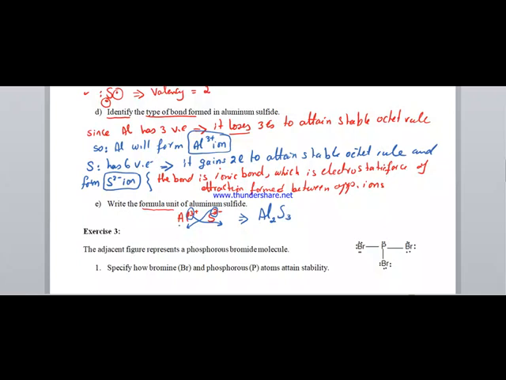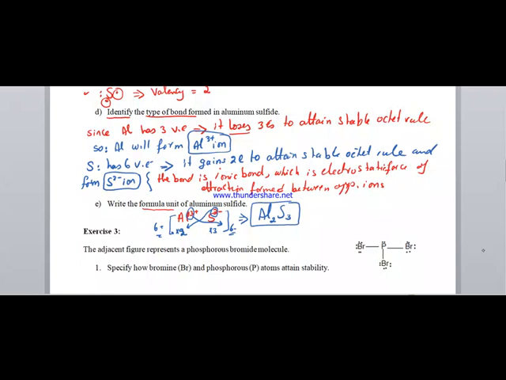In order to balance the charges, for 3 plus to become balanced with 2 minus, we multiply the aluminium ion by 2 and the sulfide ion by 3, giving a total charge of 6 plus. If we multiply the other charges, we have 6 minus, so they are balanced. So the formula unit of aluminum sulfide is Al2S3.